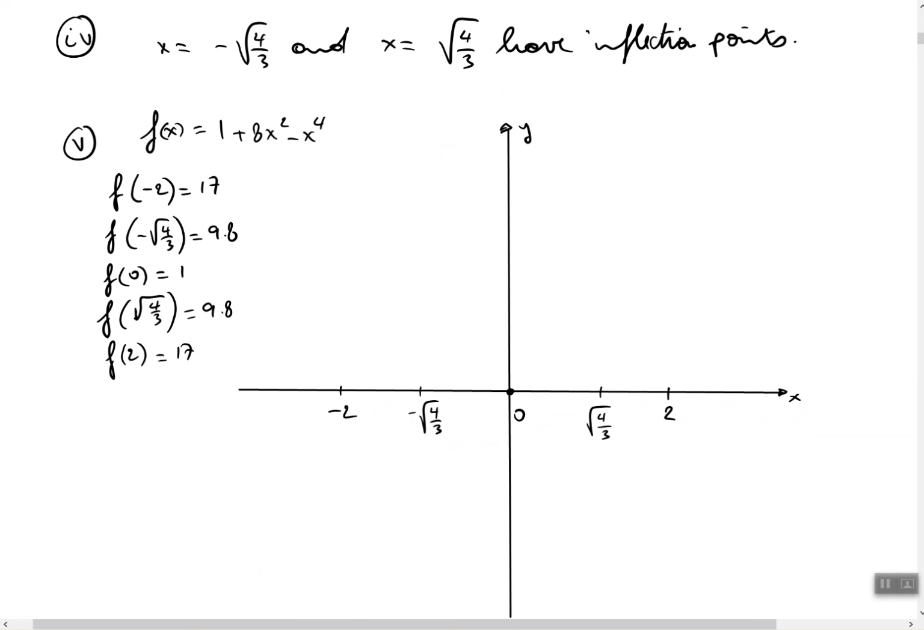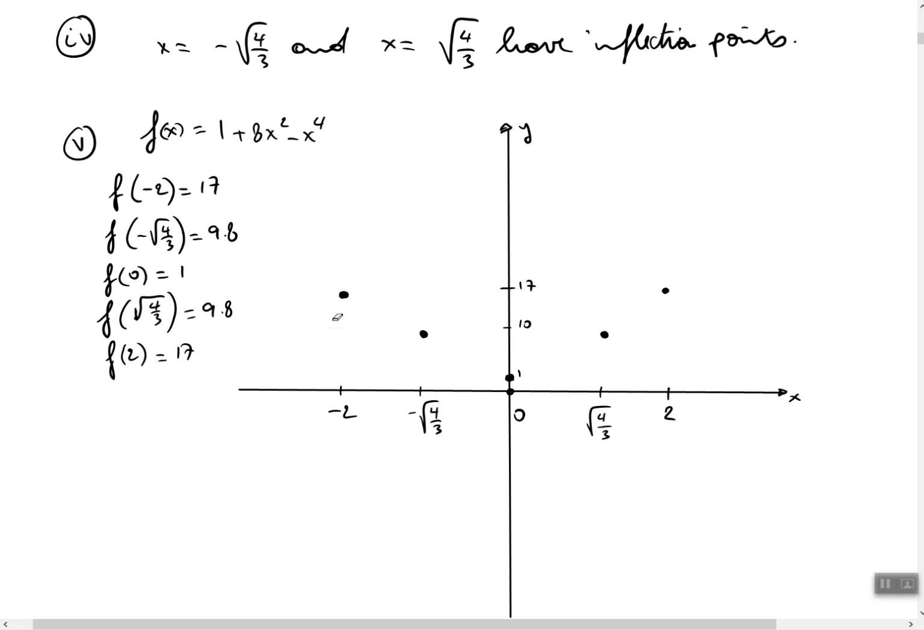So -2 gave me a 17. So let's say 17 is up here somewhere. This is 17. Negative square root of 4 over 3 gave me 9.8, so let's say right about 10, so let's say this is 10, so it's going to be over here. And 0 gave me a 1, so let's say this right here is 1, so that's where the function is going to be at that point where the minimum happens. Then again 9.8, and again at 2 it was back to 17. And it was going up, then down, then up, and then down again. So that's kind of the graph.